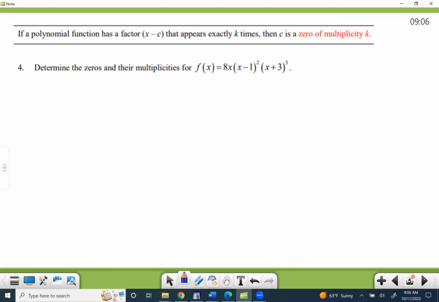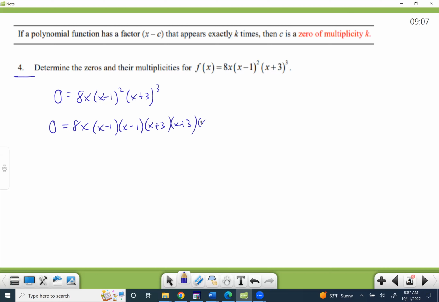Okay, so we already know we're going to be setting it equal to zero since we're finding the zeros. And we're in luck. This one has already been factored for us. If only they could all be this nice, right? Okay. All right, so we're going to set each piece equal to zero, right? And technically, this is this. I just want to point out, technically, it's this, right? And so we're going to set each piece equal to zero.